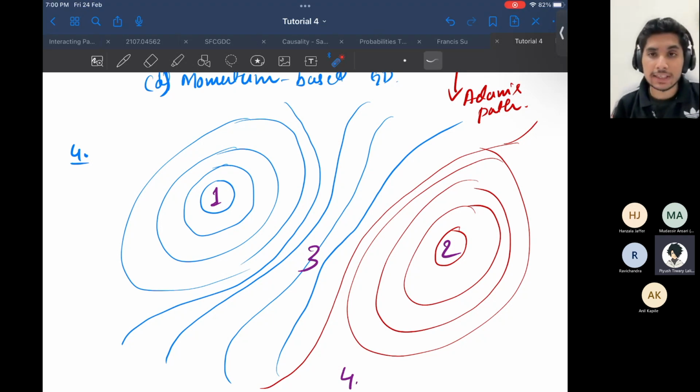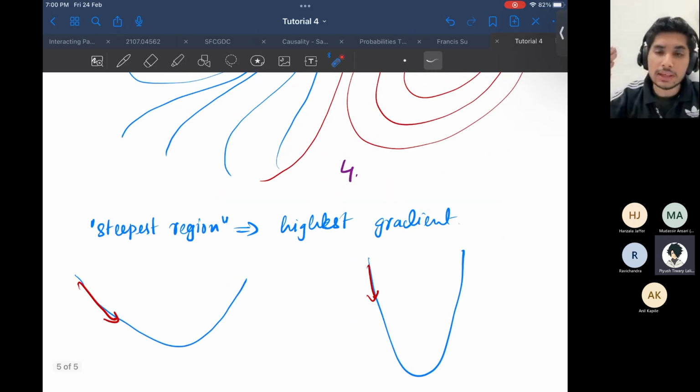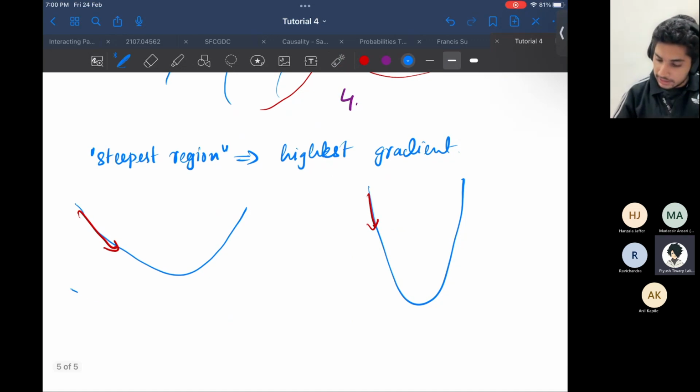So how would you judge where the steepest gradient is? If a region is steep, what does it mean to have a steep curvature? It means that if I'm at this point, even if I move a little bit here, I will change my value. In some sense, my change in values will be very rapid. However, when the region is flat, for example, let me take something like this, this is a flat curve.